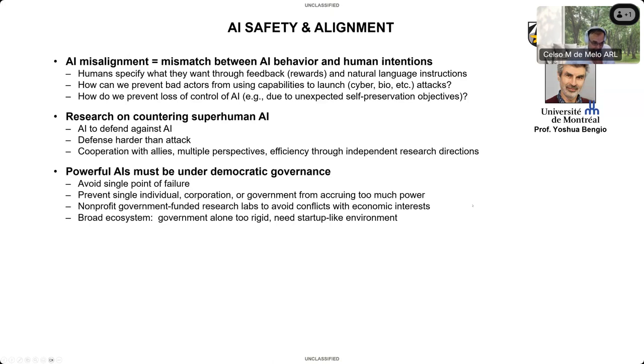He notes that this technology is really powerful. We need to ensure that this is under democratic governance. We want to avoid single points of failure, and we want to avoid single individuals, corporations, and governments from accruing too much power. And this was kind of interesting. He does note that the ideal ecosystem for this work is neither what we often see in industry, nor what we often see in government. It's something in between. So something that is able to move faster than government, but certainly not driven by economic interest. So this idea of the best of both worlds.